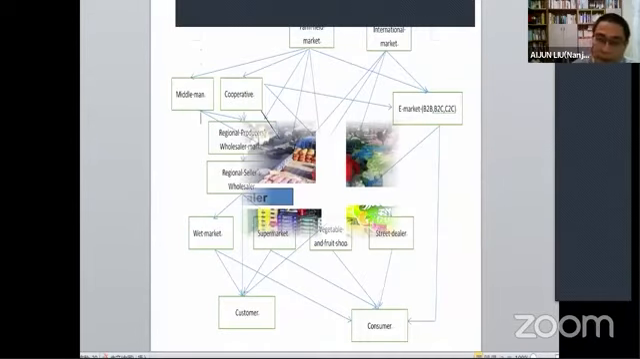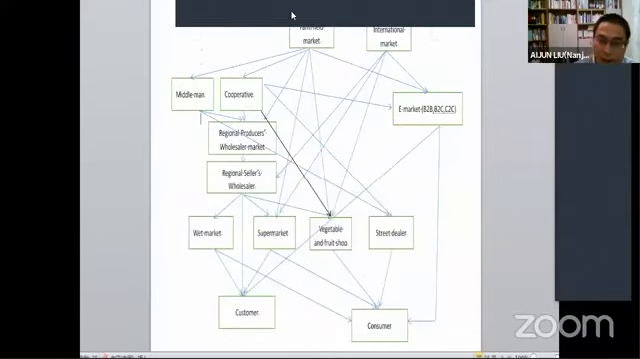Generally, the farmers produce their products and sell at the farm gate. Then normally the middleman will come and collect the products. Of course, they also provide credit service to the farmers. And then we also started cooperatives. Nowadays, cooperatives play a very important role in marketing. And from the middleman and the cooperative, generally they go to the regional producers' wholesale markets.